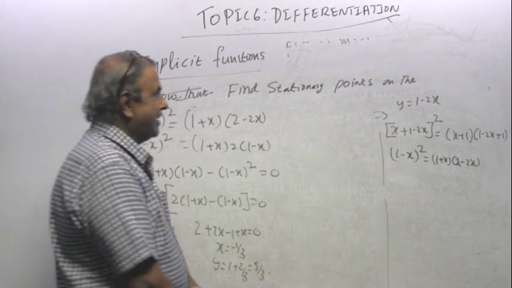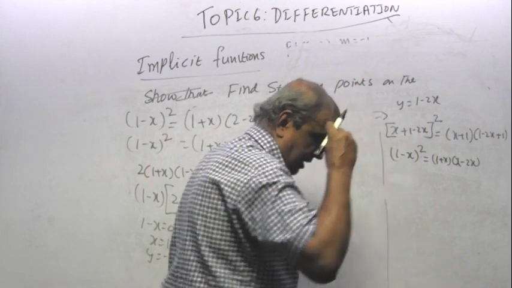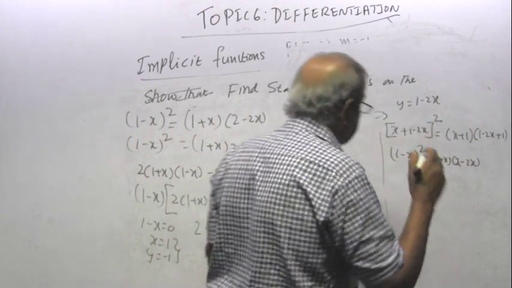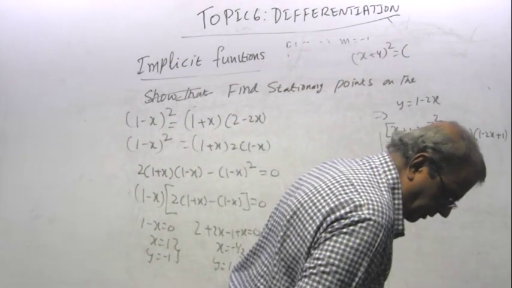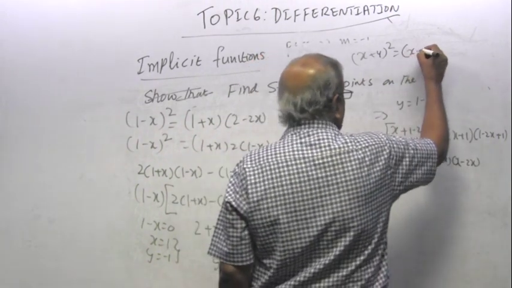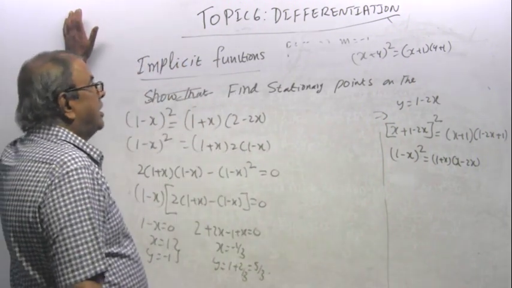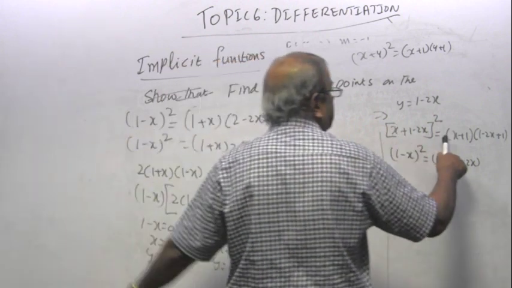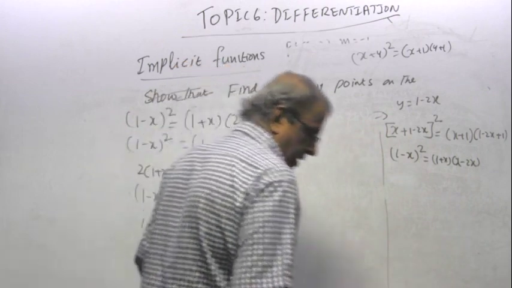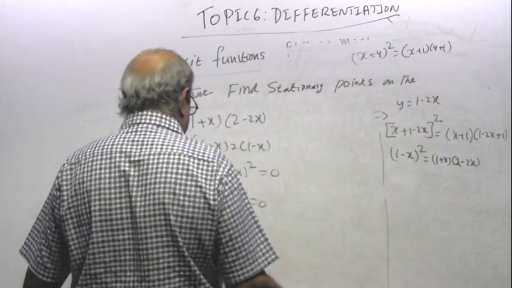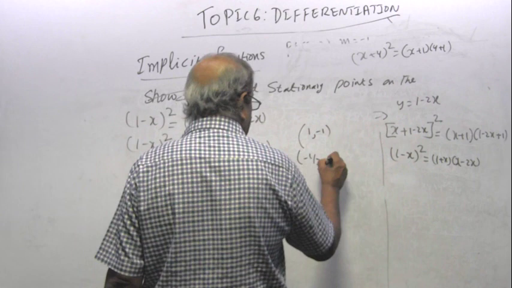Let me confirm I am right. Sometimes, you know, commit blunders. What was the equation? X plus y whole squared equal to 1 plus x times 1 plus y. X plus 1 times y plus 1. So in place of y, I'm writing 1 minus 2x. X plus 1 minus 2x whole squared equal to x plus 1 times 1 minus 2x plus 1. 2, 1 minus x. Yeah, that's okay. And yeah, that's perfectly all right. So therefore, your stationary points are 1, minus 1 and minus 1 third, 5 over 3.